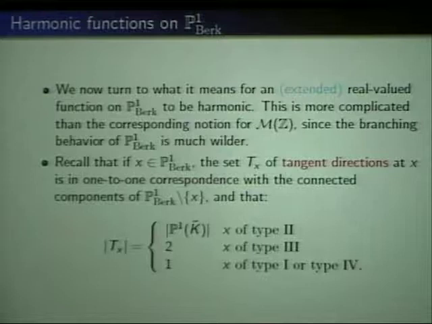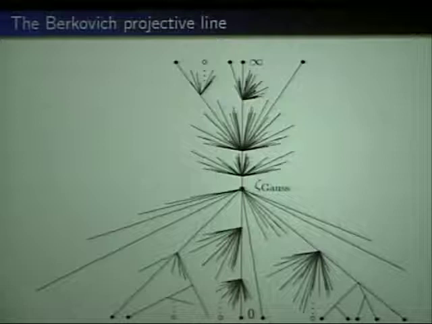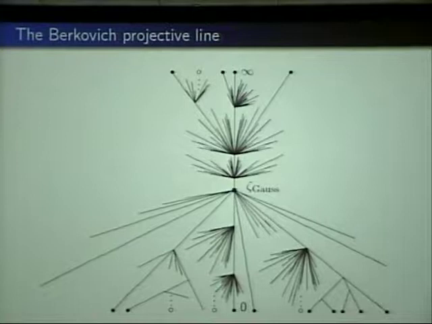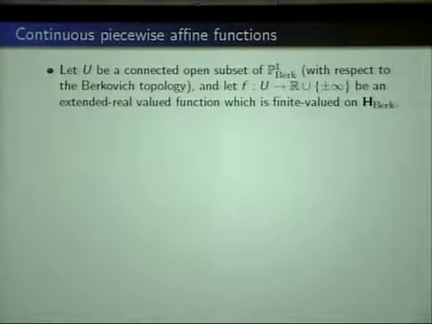And so somehow the notion of a harmonic function is slightly less obvious than what I just defined, but it's similar. So one more time, there's the picture to keep in mind. I want to say what it means for a function to be harmonic at the Gauss point, or more generally, at all points of some domain. Okay, so let U be a domain, a connected open set in the projective line, and let's look at an extended real-valued function which is finite-valued on hyperbolic space.